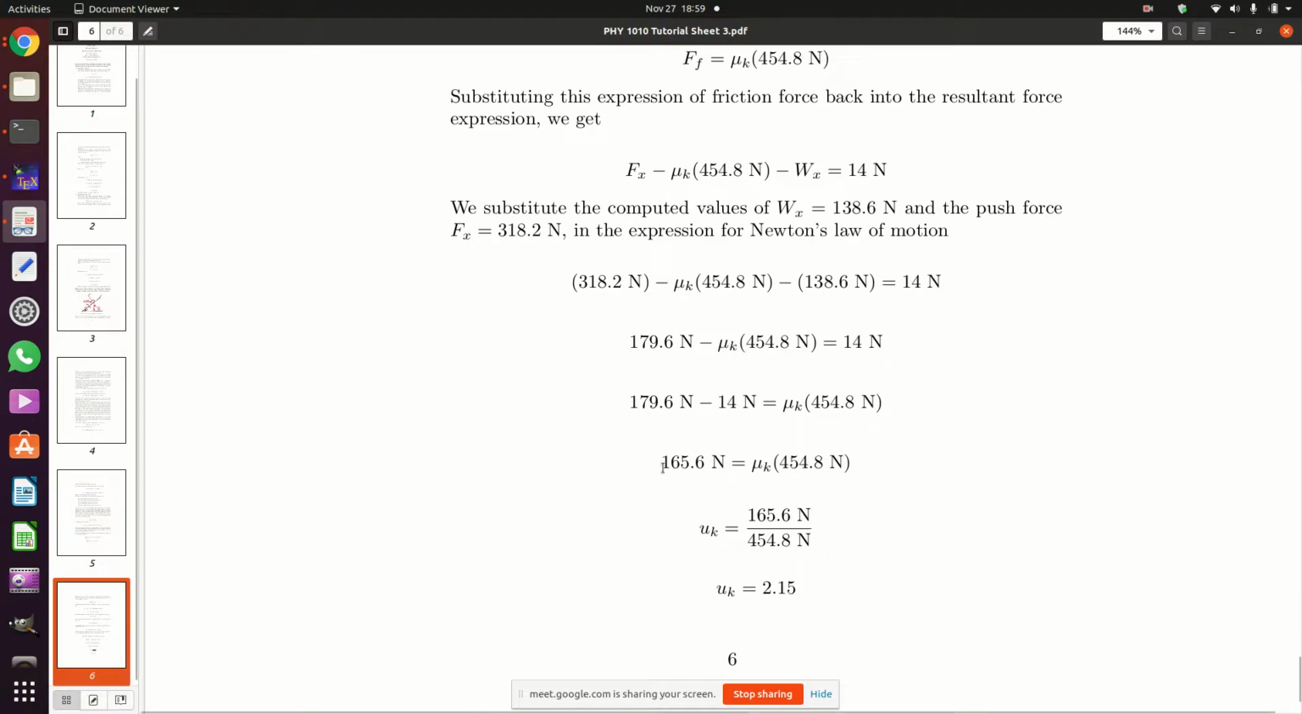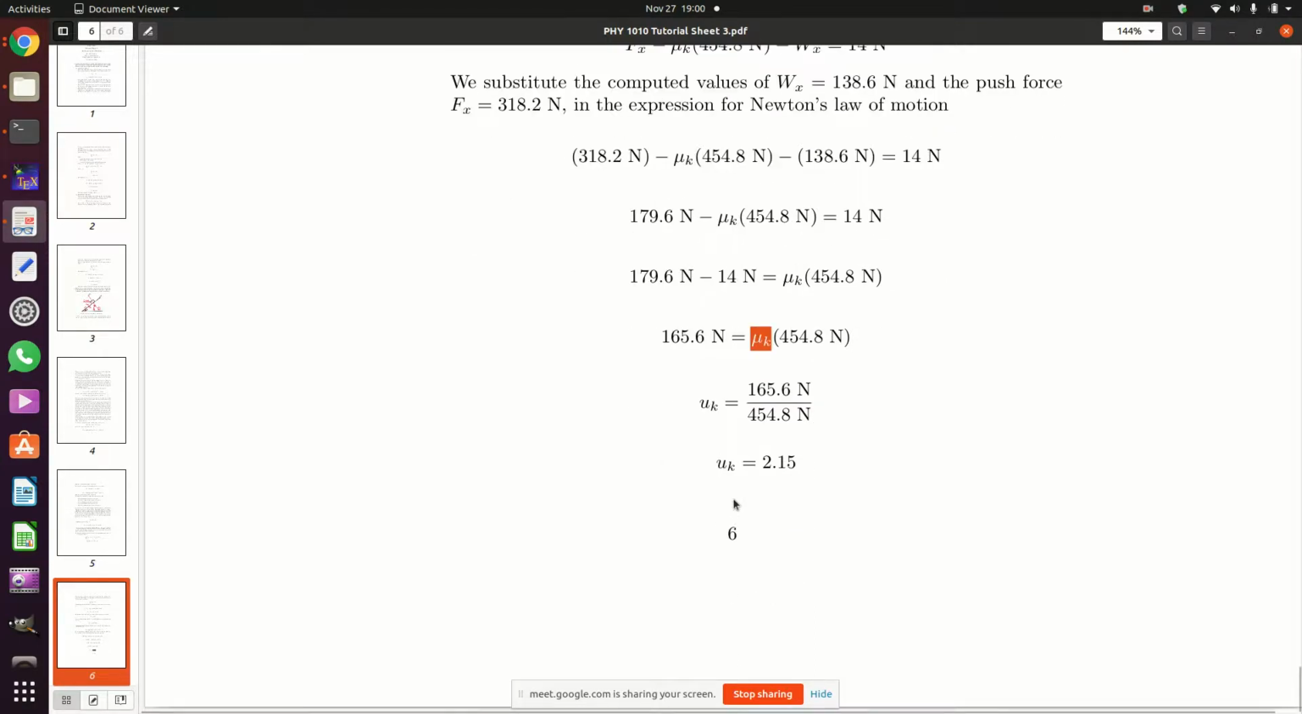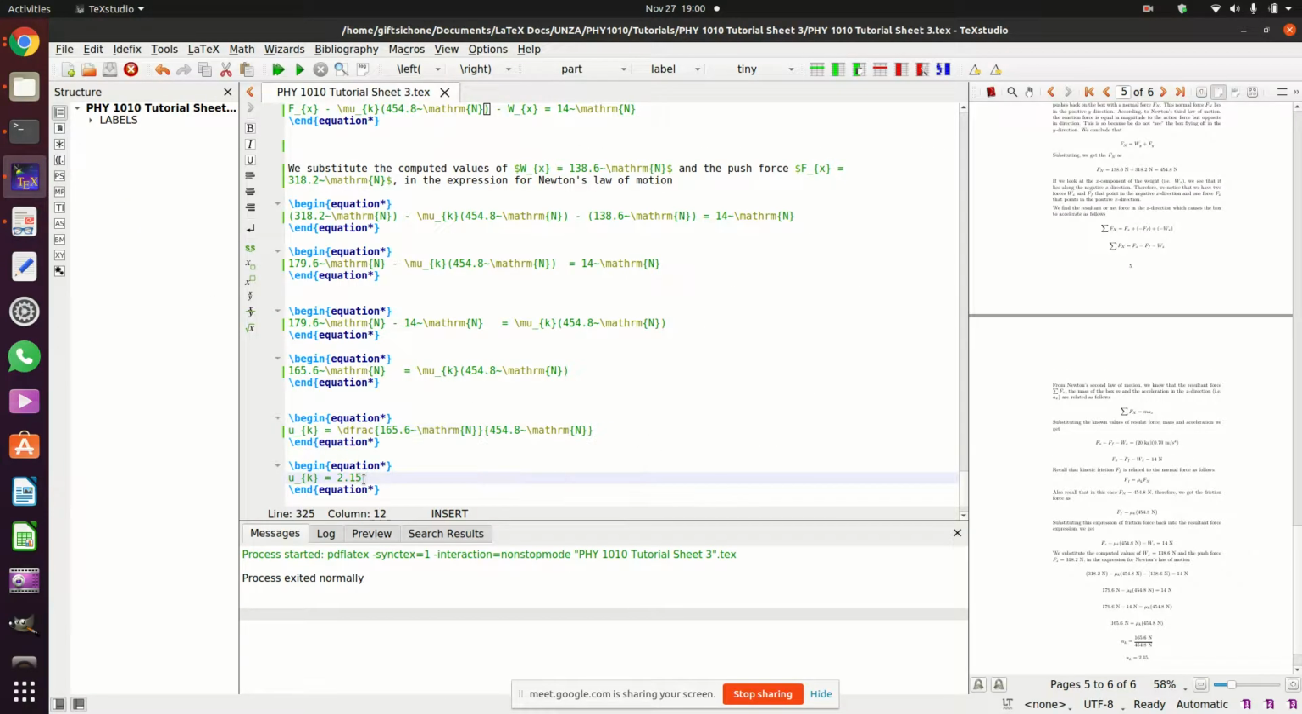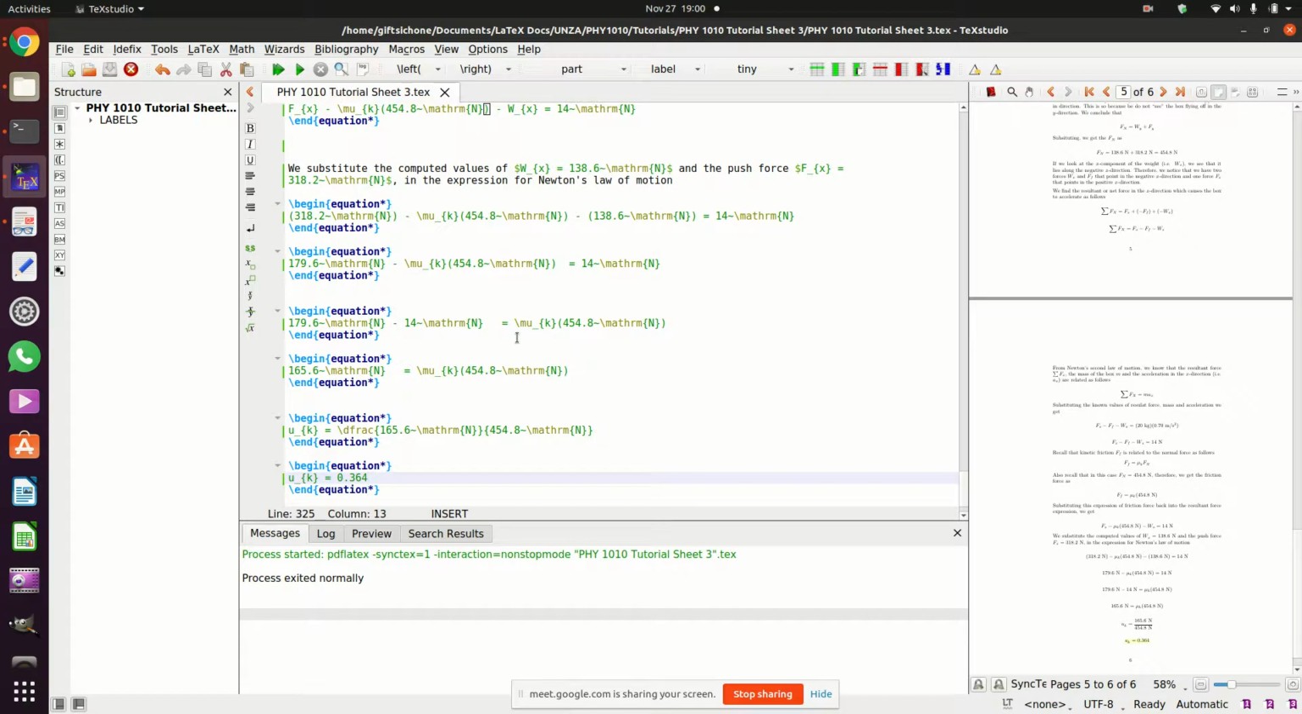Okay, so I have 165.6 newtons equals mu k times 454.8 newtons. Then I divide the 165.6 newtons by 454.8 newtons. How much do I get? Because I want to find mu k. 0.364. And as you can see, that is our answer.